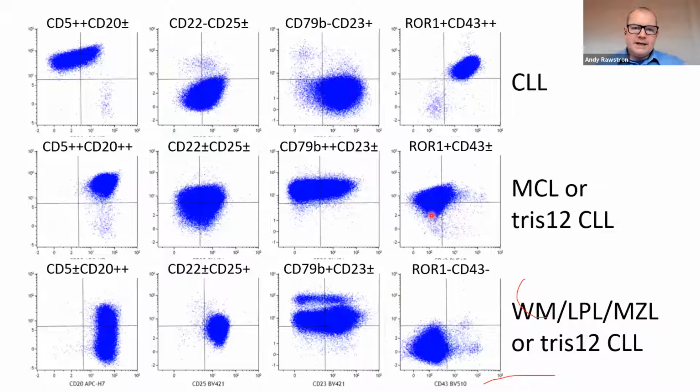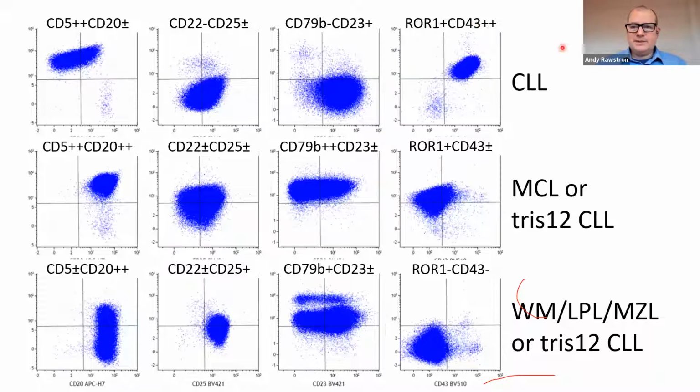So if we look at the main B-cell disorders we see in a diagnostic flow cytometry lab, and by this I'm not looking at the main B-cell malignancy that we see, which is diffuse large B-cell lymphoma, because in most cases that's really determined outside of the flow cytometry lab. That's determined with immunohistochemistry and other molecular features. But for the things where we would try to assign a diagnosis with flow cytometry, those key markers that we were talking about are CD5, 20, 22, 25, 79B, 23, and ROR1 and CD43.